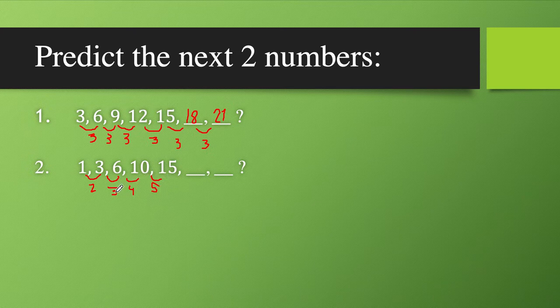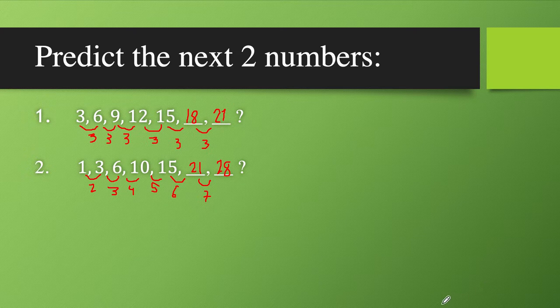And what will be the next? So we can see the pattern. 2, 3, 4, 5. We'll need 6 here. We'll need 7 here. Hence, the next two numbers in this sequence is going to be 15 plus 6. That's going to give us 21. And after that, 21 plus 7 is going to give us 28. So those are the answers for the next two numbers.